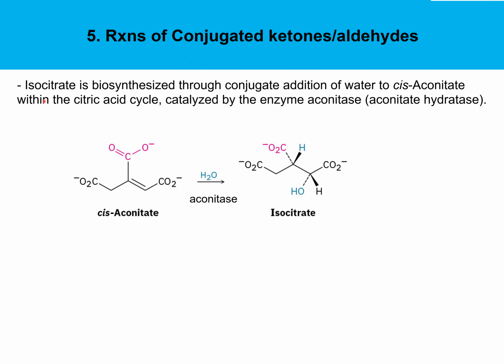Isocitrate is a molecule that is biosynthesized through a conjugate addition of water. So it starts off with this alpha-beta unsaturated carboxylate. So here we have the conjugate base of a carboxylic acid, which we call a carboxylate, and there's an alpha-beta double bond here. Through this enzyme shown here, water will be added to the beta carbon and result in isocitrate, which has an alcohol.